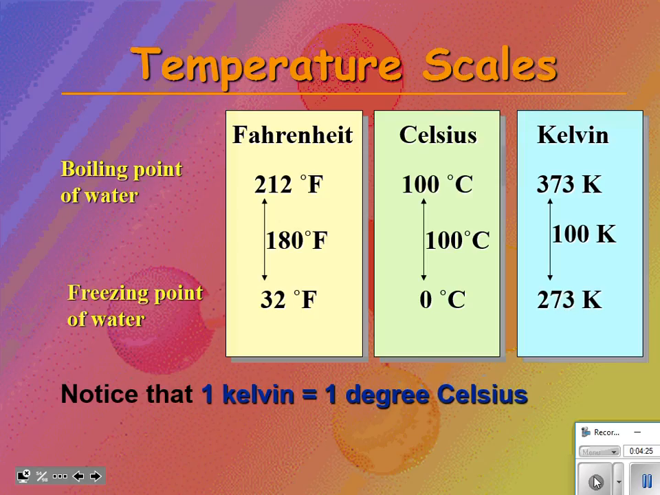Something just to make a mental note of too, folks, is that when we talk about Fahrenheit and Celsius, we use degrees. So if we talk about the freezing point of water, it's 32 degrees Fahrenheit, 0 degrees Celsius. But when we talk about Kelvin, do we use degrees? No. Okay? So it is 273 Kelvin. So when we talk about the Kelvin scale, we don't use degrees with it.